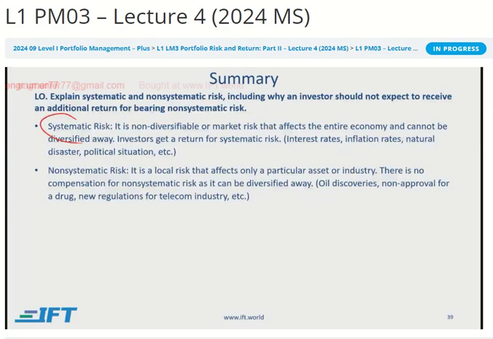We talked about systematic and non-systematic risk. Systematic is all about macroeconomic risks: interest rate, inflation, natural disasters, political situation, business cycle, all of that. Non-systematic is idiosyncratic risk, diversifiable risk. It is idiosyncratic or local in nature, and it should be diversified.